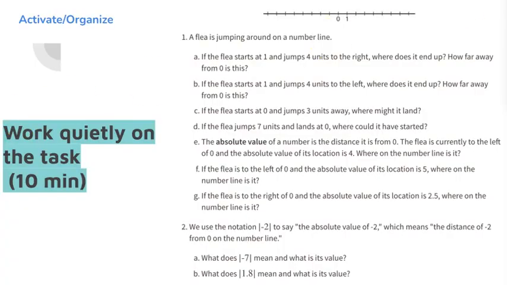All right, let's take a look. So a flea is jumping around on this number line. If the flea starts at the 1 and jumps 4 units to the right, where does that end up? Well, 4 units to the right: 1, 2, 3, 4. It's going to end up here, right? And that's at 5 units away. So it ends up 5 units away from 0.